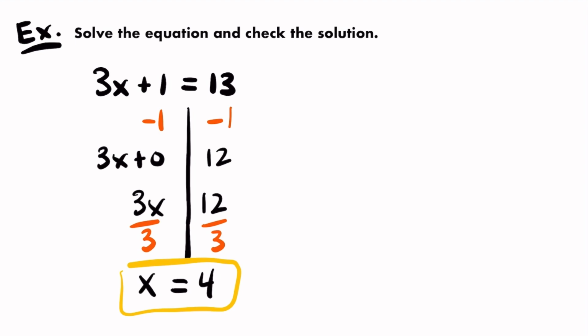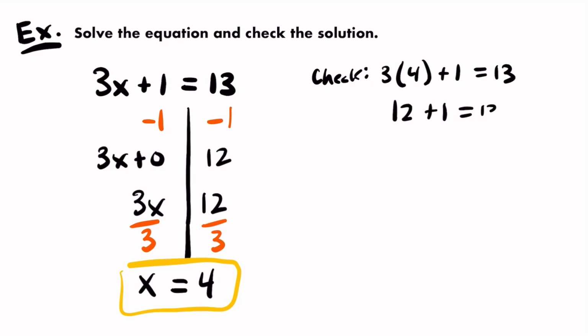But let's check it. Let's see if it is true. If we check our work, we're going to plug 4 in for x in the equation. So we'll have 3 times 4 plus 1 equals 13. Simplifying, 3 times 4 is 12, so we have 12 plus 1 equals 13. And 12 plus 1 is 13. So we get 13 equals 13, which is true. x equals 4 is the solution to this equation.